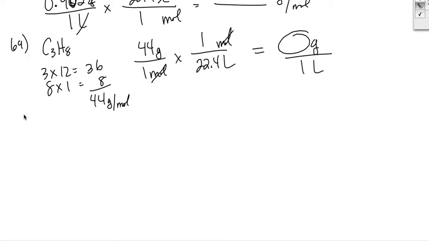Alright, then we got into percent composition. So number 71. What is the percent composition of the compound formed when 2.7 grams of aluminum combine with oxygen to form 5.10 grams of aluminum oxide? Okay.